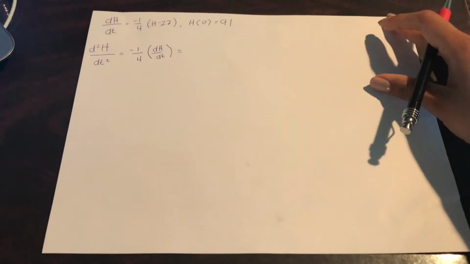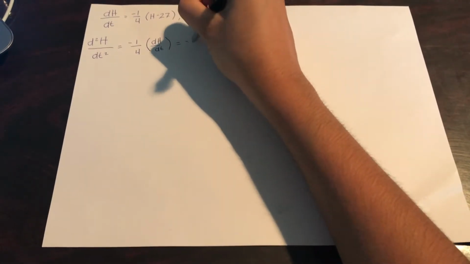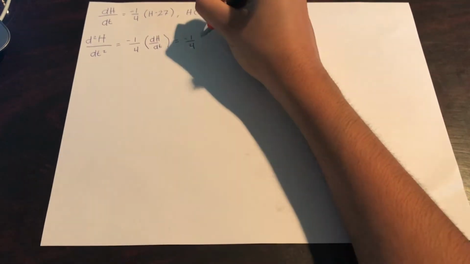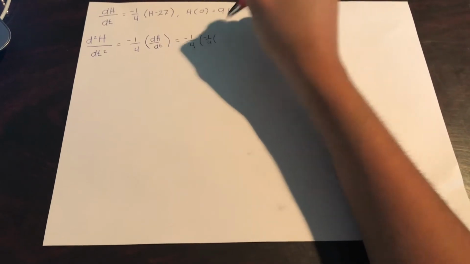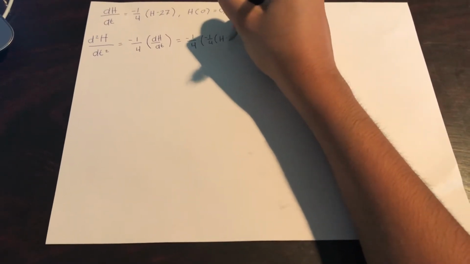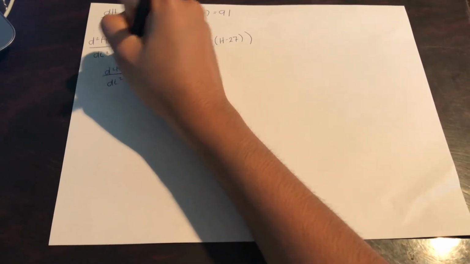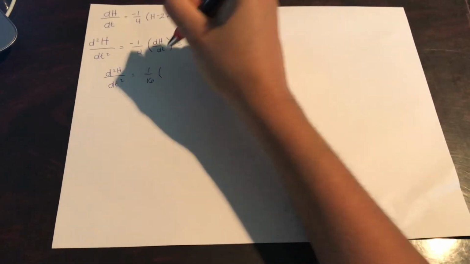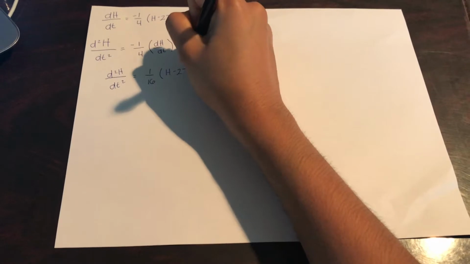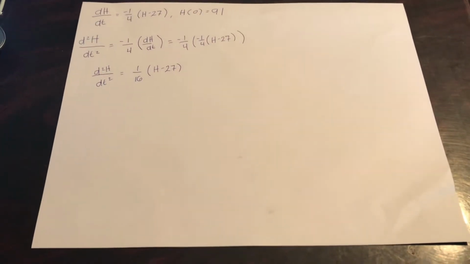And in the problem, we are given what dH over dt is, so you can just plug that in here to get negative 1/4 times negative 1/4 times the quantity of h minus 27. And this can actually be simplified to get 1/16 times the quantity of h minus 27. So that is your second derivative.